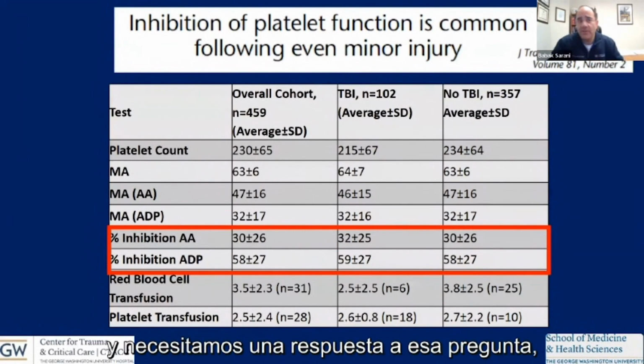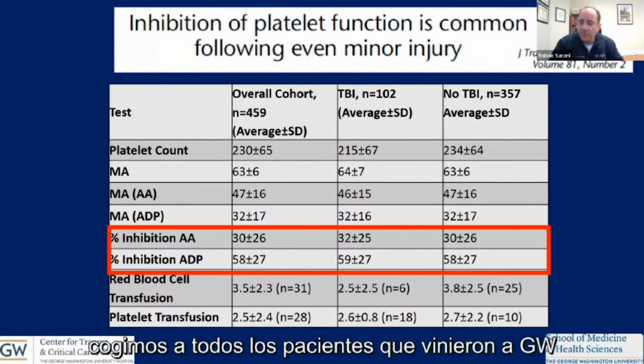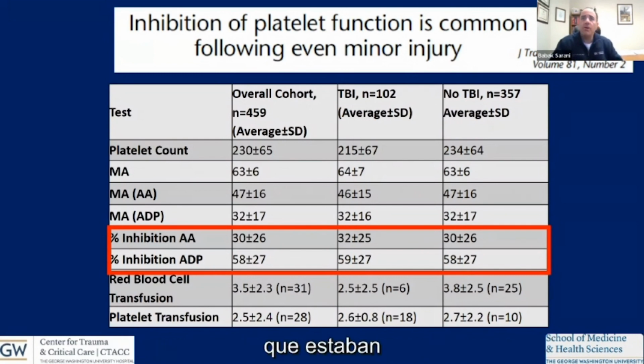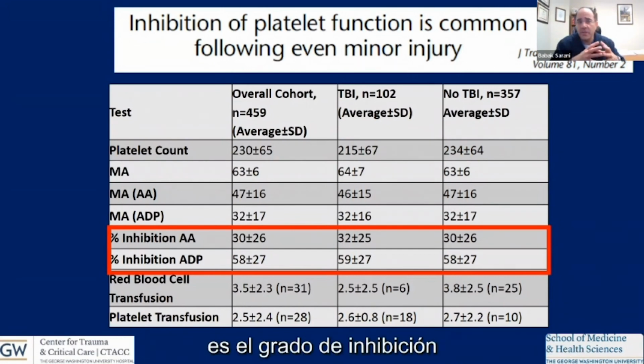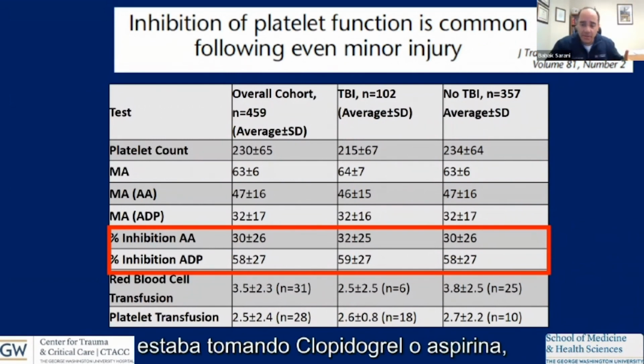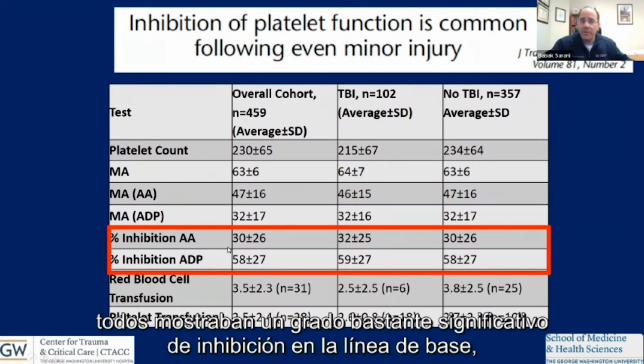So we set out to try to answer this. We took all the patients that came to GW who were injured, and we got a TEG platelet map on them. And what you can see over here is the degree of inhibition noted. Mind you, nobody in this study was on either clopidogrel or aspirin. We made sure of that. And yet you find that everybody shows up with a pretty significant degree of inhibition at the baseline.